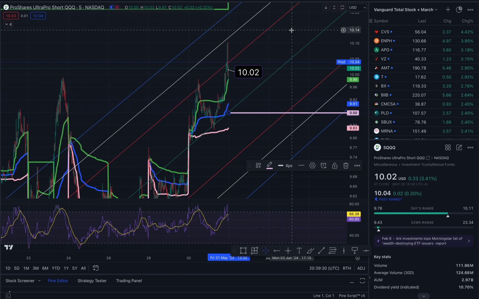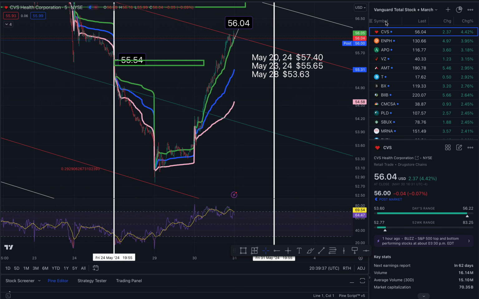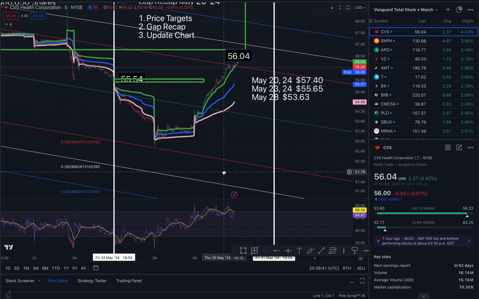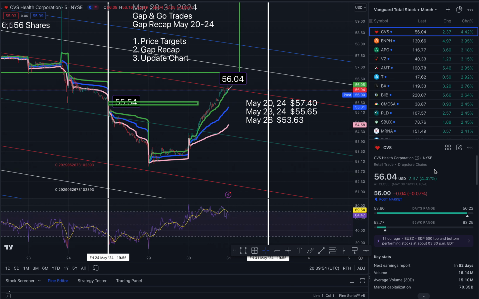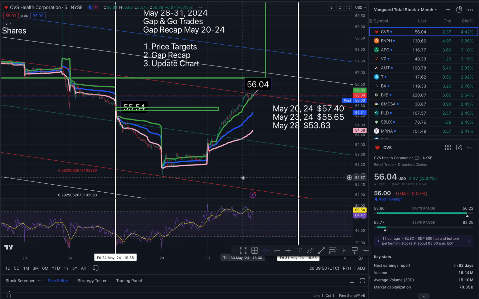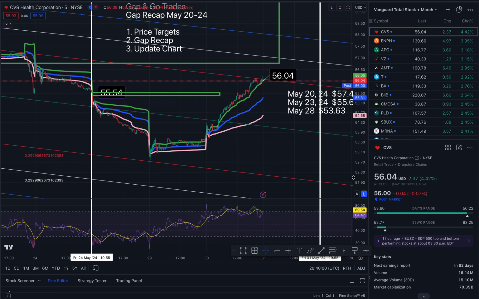Now let's show you CVS. This ran today as part of the Total Stock Market Index Fund. I talked about this in my gap and go trades. The reason I actually put this into this gap and go segment is because I liked this on the monthly time frame. It was looking attractive to me. But today we ran up 4.42%. Let me give you some targets.